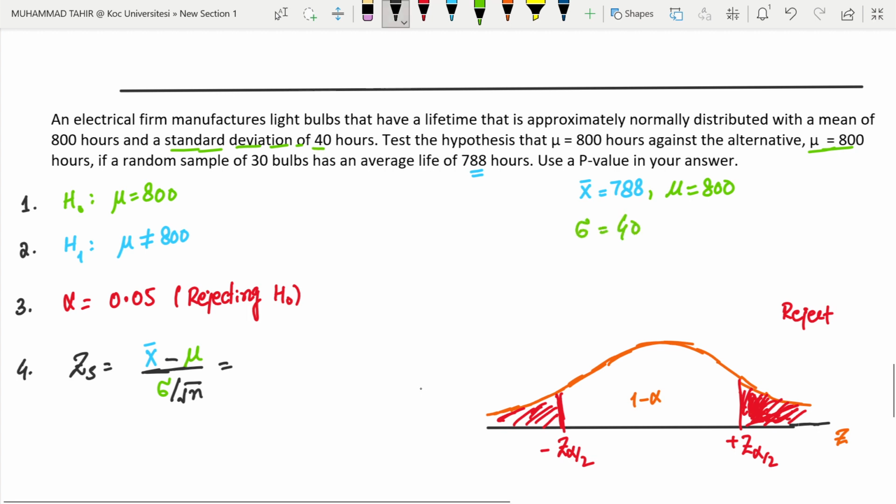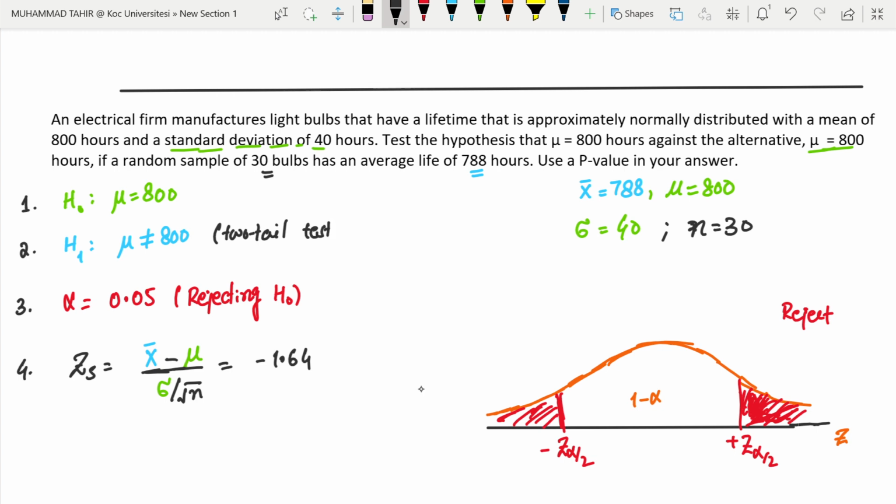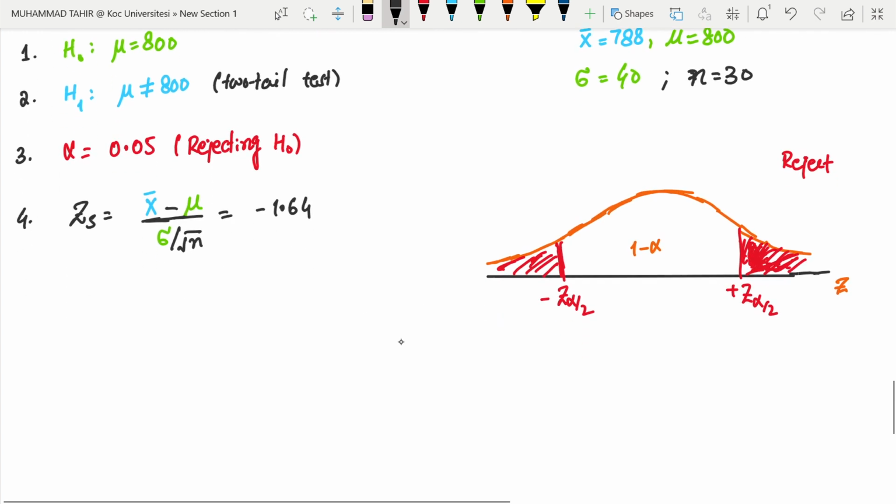And can I find the sample size? Yes, it's 30 volts. So n is greater than or equal to 30, I can use Z. If you put all of this together, the value I get is minus 1.64. Remember it's a two-tail test. Now in step 5 the important step is you calculate the p value and compare it with alpha. So this is important to understand.